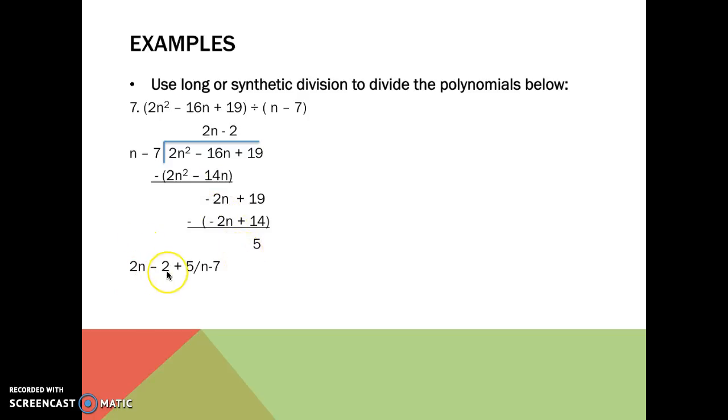So I'm going to set up 2n minus 2, that's my answer from above my division sign, plus my remainder all over what I'm dividing it by, n minus 7, because I have that remainder. Now, I would like you to try number 8. Go ahead and pause the video while you try number 8. Here's the answer to number 8.